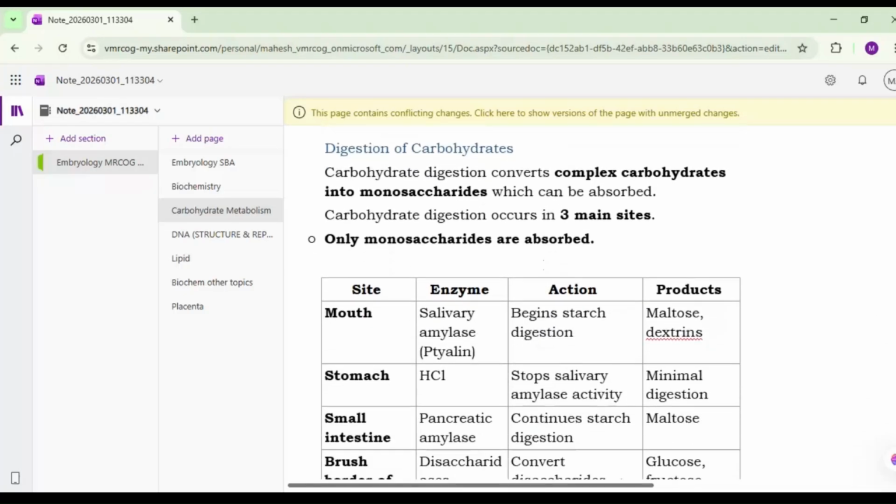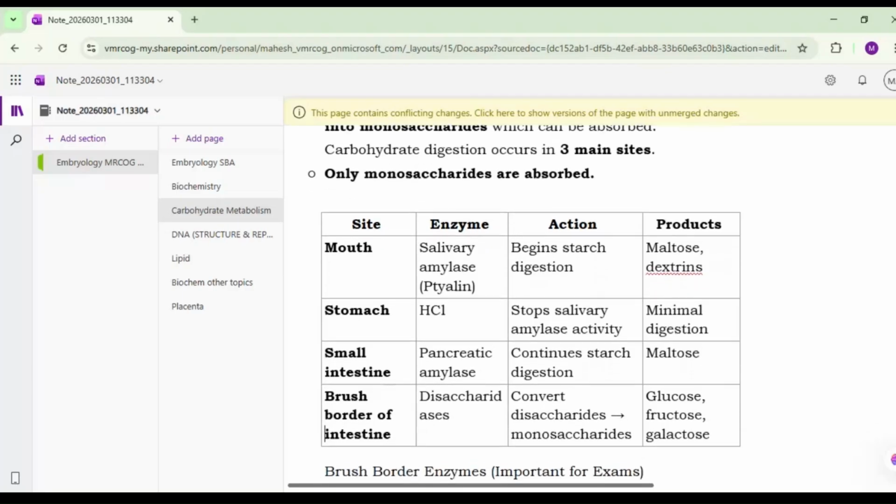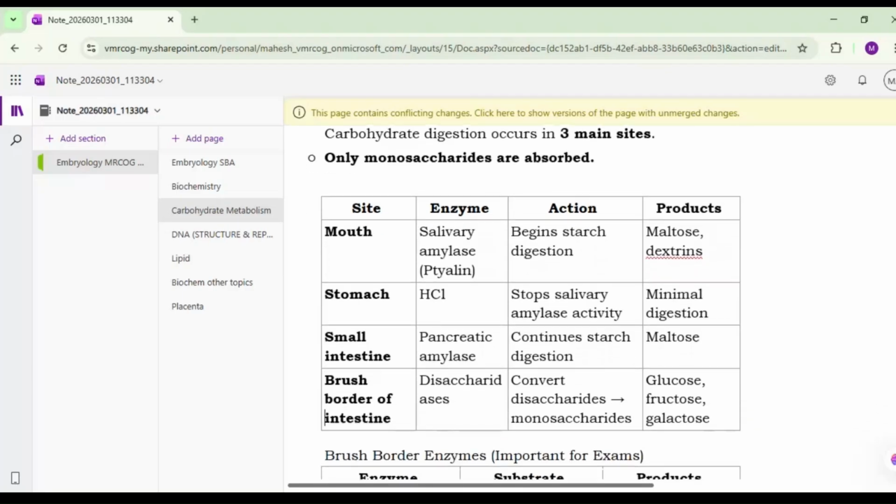Then how about the digestion of carbohydrates? Carbohydrate digestion converts complex carbohydrates into monosaccharides, which can be absorbed. Carbohydrate digestion occurs in three main sites: the mouth, the small intestine, and the brush border of the small intestine. In the stomach, there is hardly any digestion, only very minimal digestion. So the main sites are the mouth, the small intestine, and the brush border of the small intestine.